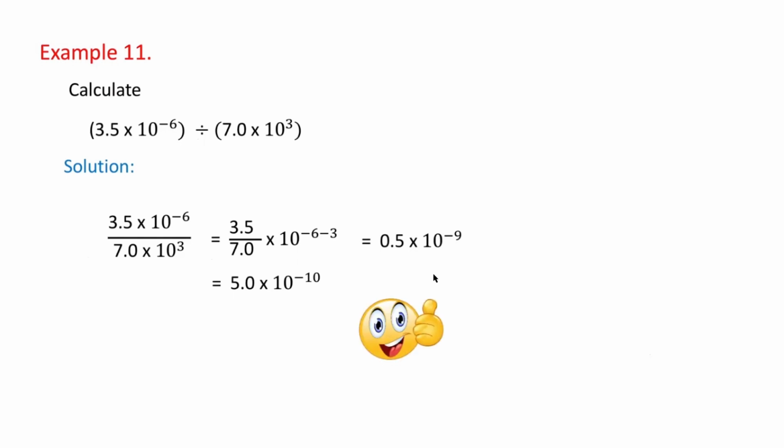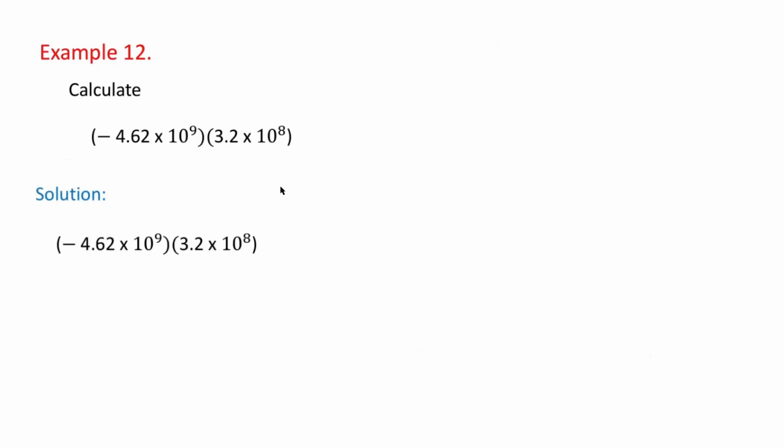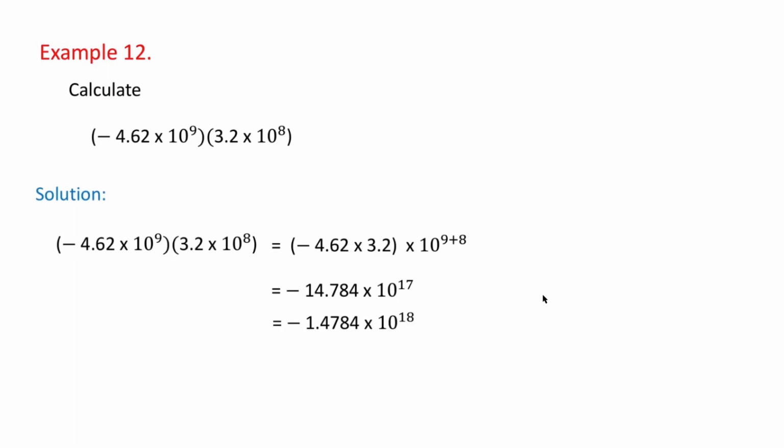Example number 12, multiplication. You multiply these coefficients and add 9 plus 8. Multiply, add. Not in scientific notation. When you are going to the left, you increase this by 1. That's it.